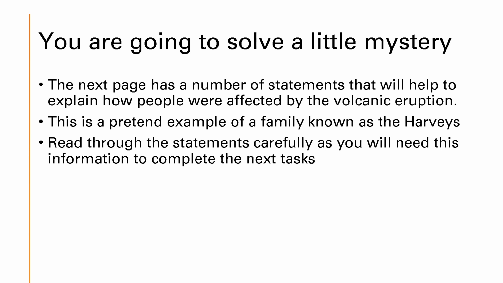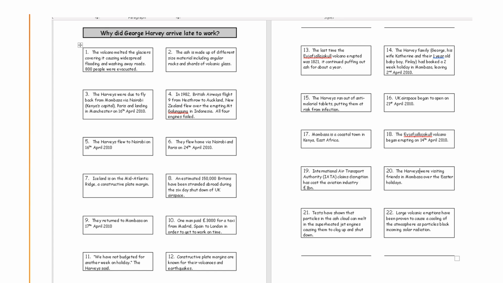And this leads to this mystery that I'm going to get you to solve. On the next page, there's a number of statements that I want you to read to help you understand how people could be affected. We've got a pretend family known as the Harveys, and you need to read the statements carefully because it's going to help you do the next tasks. So here are our statements. There are 22 statements, and I'd like you to colour code them: anything about the Icelandic volcano, anything about the Harveys, and anything as to why planes can't fly, including some of that historical information from the 1980s when planes had flown through ash.